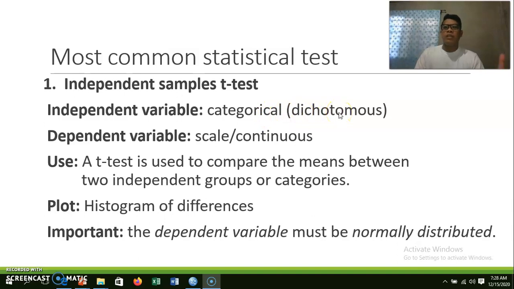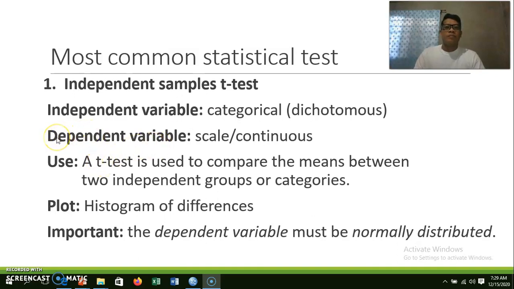What do you mean by dichotomous variable? Dichotomous means a variable that has two categories. For example, sex. Sex has two categories: we have male and female. So that's what we mean by dichotomous. Take note, the independent variable is categorical data, so it must be qualitative data.